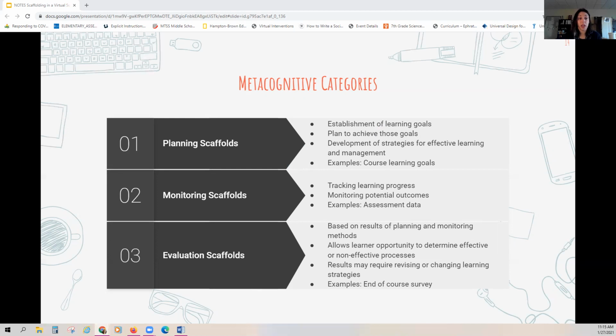For evaluation scaffolds, that's based on the results of planning and monitoring methods. You're allowing the learner opportunity to determine effective and non-effective processes, and the results may require revising or changing the learning strategy. So this would be feedback from your students. If you are giving an end of quarter survey or at the end of your assessment, if you put, what was the most meaningful, what helped you the most in this chapter, or what have you. Getting that feedback from students and them being able to be mindful of what worked for them is going to allow you to best plan your instruction.